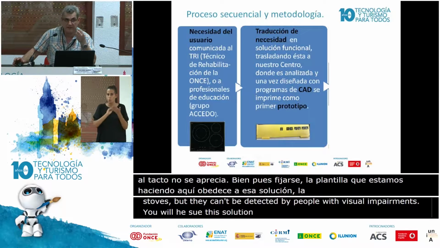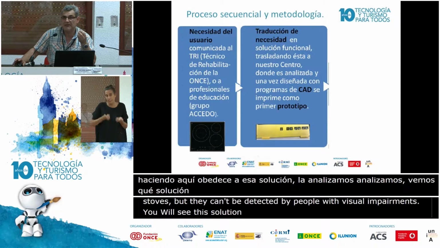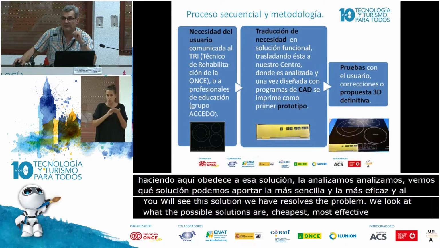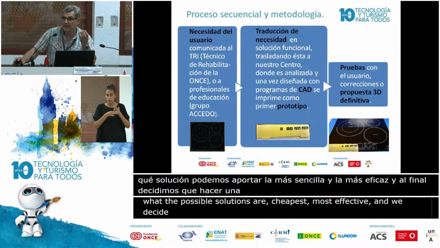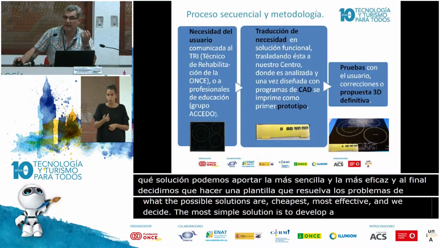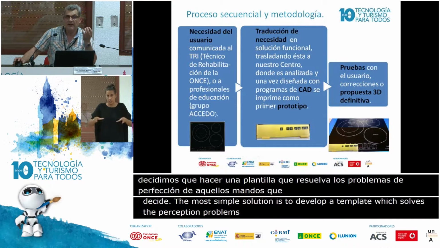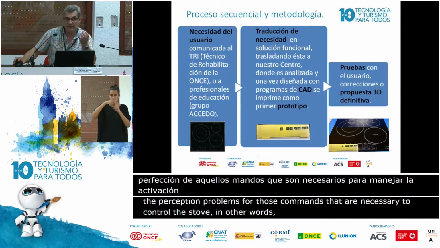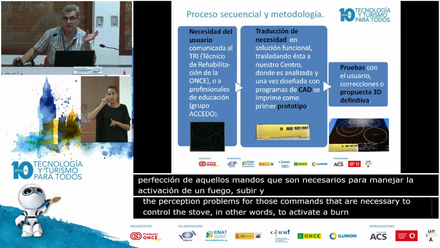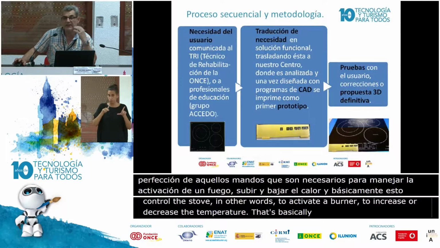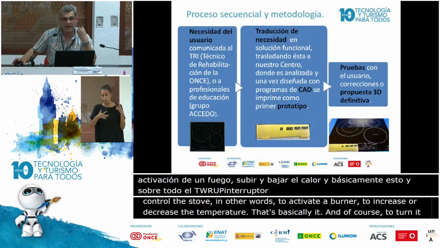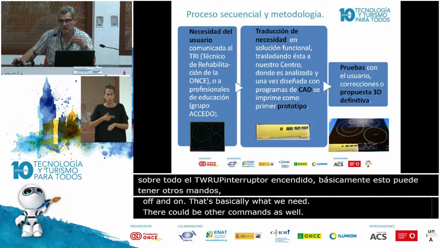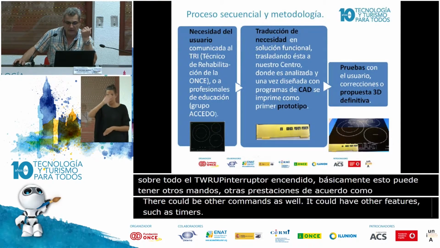So we look at what the possible solutions are, the cheapest and most effective solution, and we decide the simple solution is to develop a template which solves the perception problems for those commands that are necessary to control the stove. In other words, to activate a burner, to increase or decrease the temperature. That's basically it. And of course, to turn it off and on. That's basically what we need. There could be other commands as well. It can have other features such as timers, but that's accessory. The main thing is what I just said.